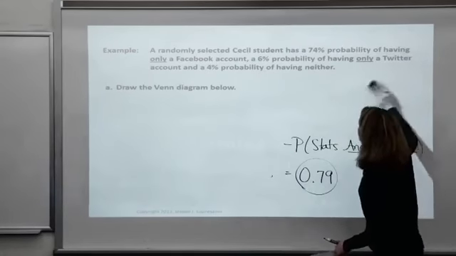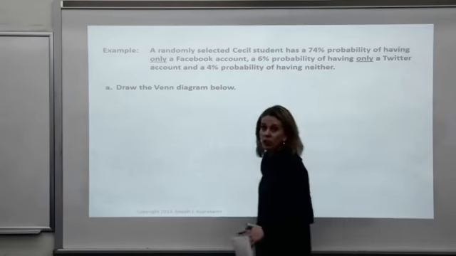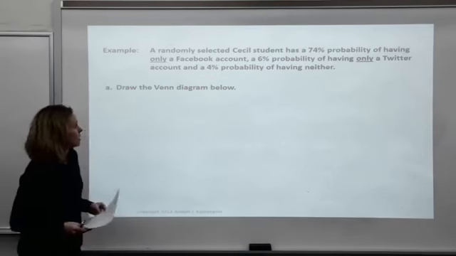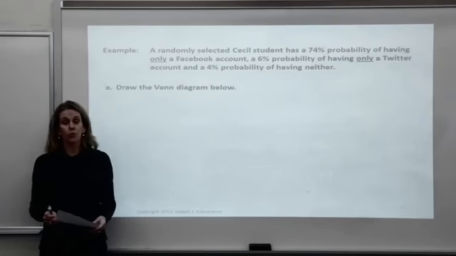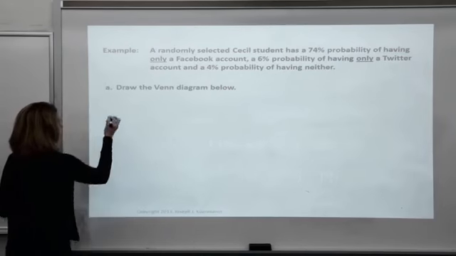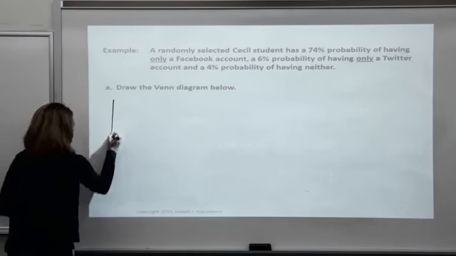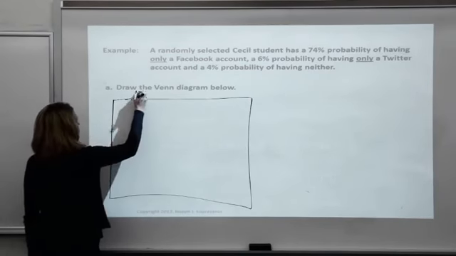Okay, a randomly selected Cecil student has a 74% probability of having only a Facebook account, a 6% probability of having only a Twitter account, and a 4% probability of having neither. Draw a Venn diagram. All right, so this is Cecil students. So my rectangle will contain all Cecil students.